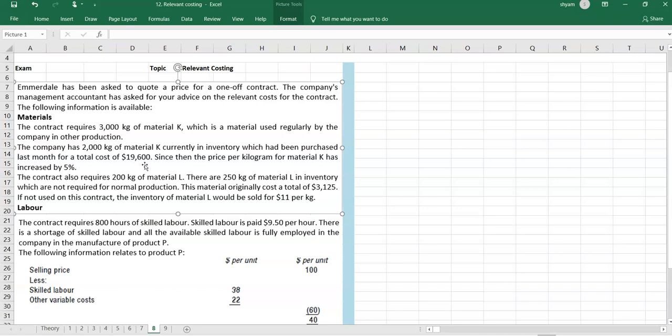So there is already 2000 kgs of material, the same material, in the warehouse. That has a cost of 19,600. But we should not take this cost as it is a book value or historical cost. Since then, the price of K has increased by 5%. So we will find out the relevant cost for material K.